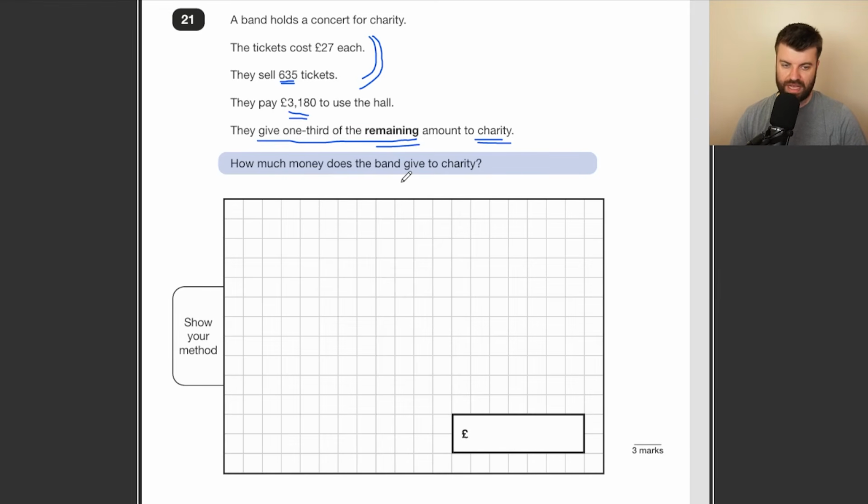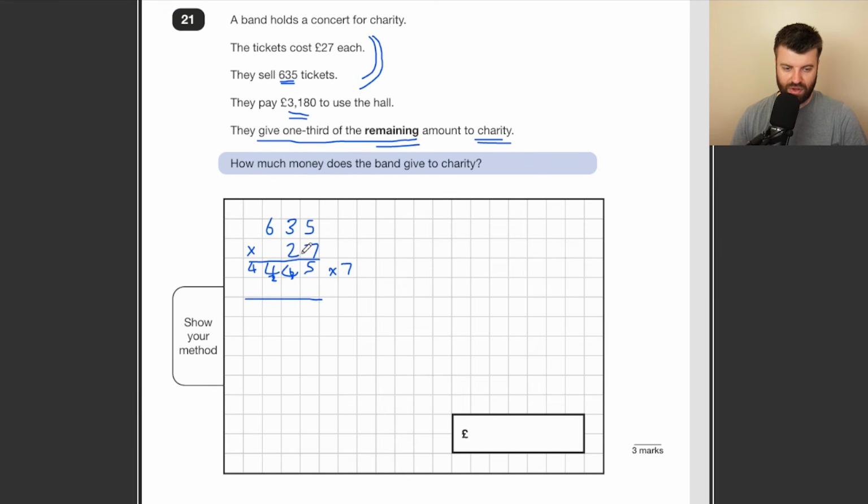Well, there's lots going on here. First thing we have to work out is how much money they took in from ticket sales. So the first job here is we have 635 tickets and we're going to multiply it by 27 using some long multiplication. This will tell us how much the band makes. So we're going to start by multiplying it by 7 for the top row. 7 times 5 is 35. 7 times 3 is 21, plus the 3 is 24. 7 times 6 is 42, plus the 2 is 44.